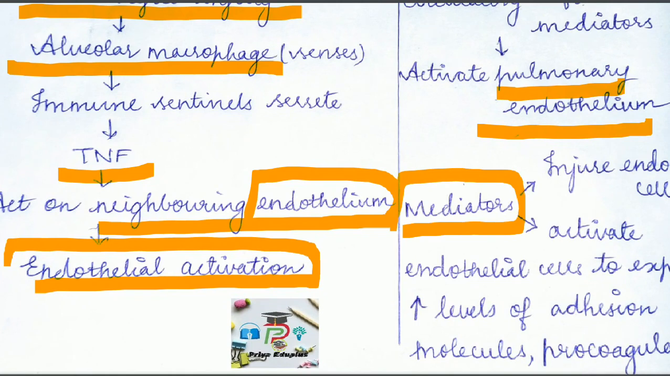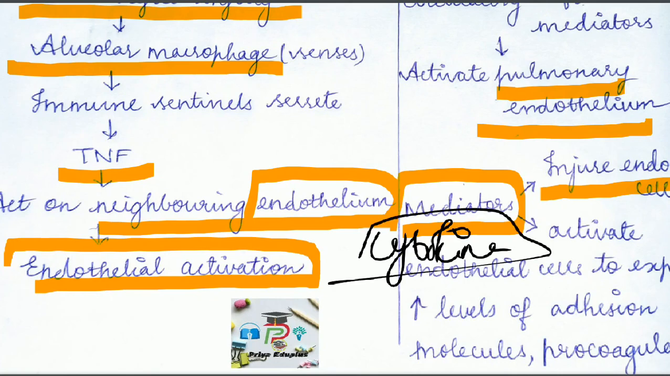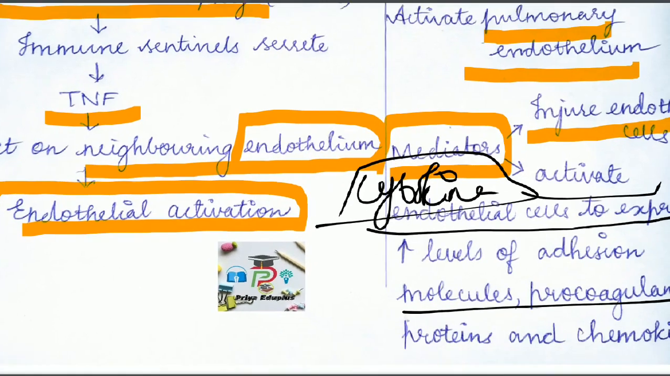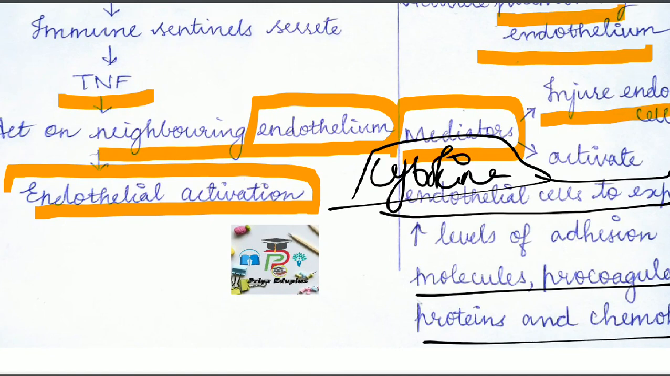Some of the mediators will directly injure the endothelial cells, but not all. Other mediators, the most important one being cytokines, won't injure the endothelial cells. They will activate the endothelial cells to express increased levels of adhesion molecules, procoagulants and chemokines. Instead of injuring it, cytokines will activate the endothelial cells to express increased levels of adhesins. This is more important.